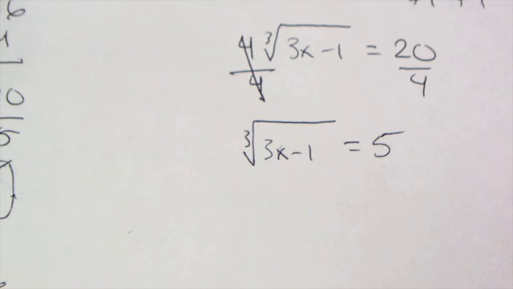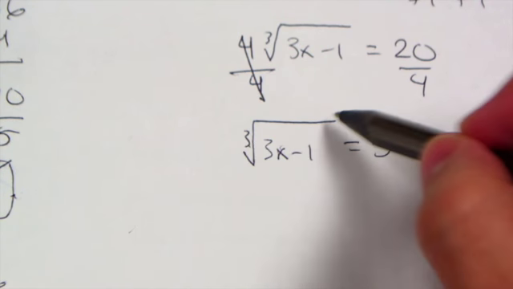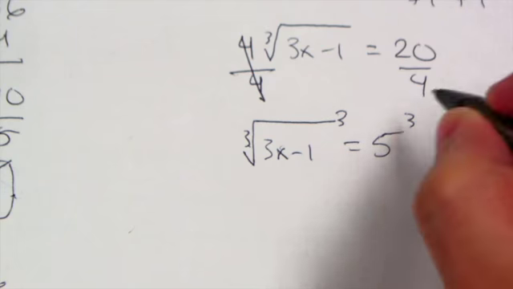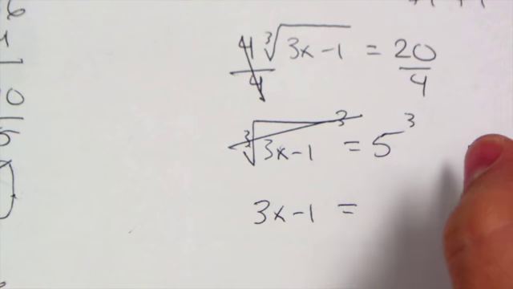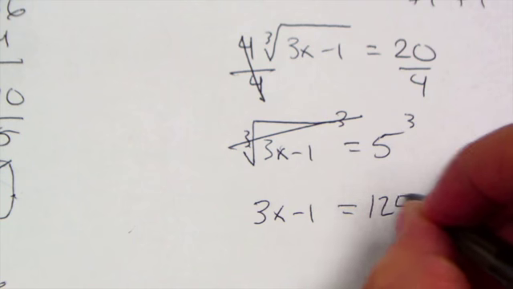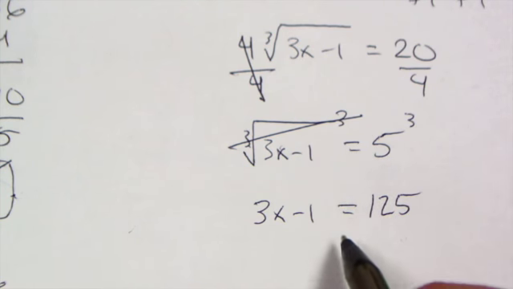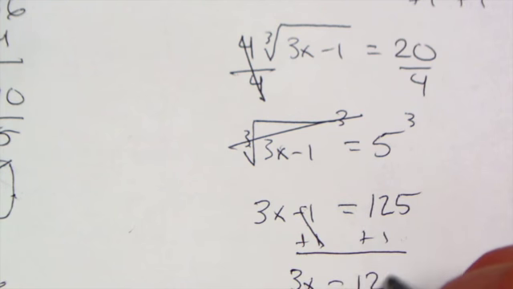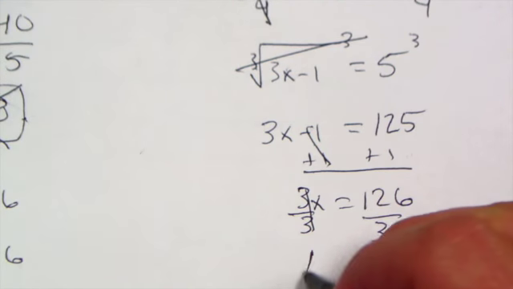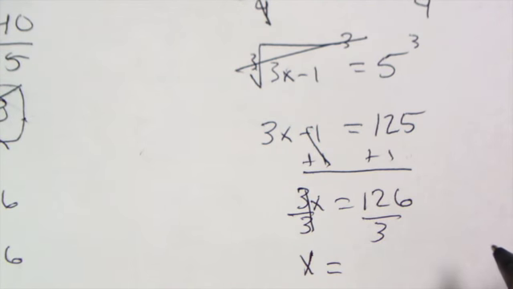And now, since this is a cube root, in order to get rid of a cube root, we cube both sides. That'll cancel that out and give me 3x minus 1 equals 5 cubed. 5 times 5 times 5 is 125. And then solve. Add 1. 3x equals 126. Divide by 3. And we get x equals 126 divided by 3. It's 42.